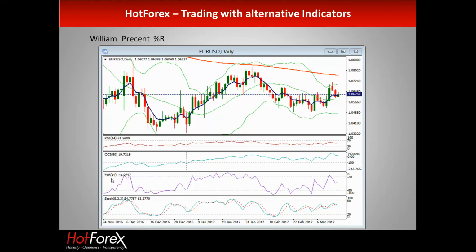We're looking for these overbought and oversold areas. Some people set these levels the way they do for their RSI, but here we're over minus 80 and minus 20. It's inverse, and that's one of the reasons that some people don't like it or don't use it, because it's a negative number. But if you just look at the chart, it's the same thing.